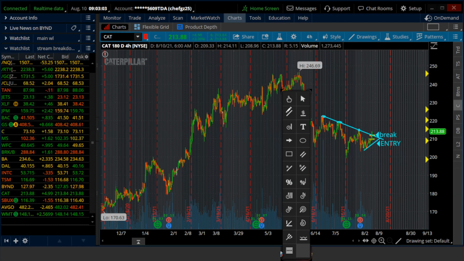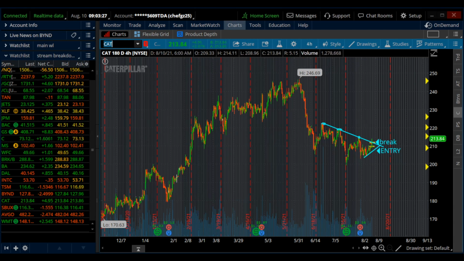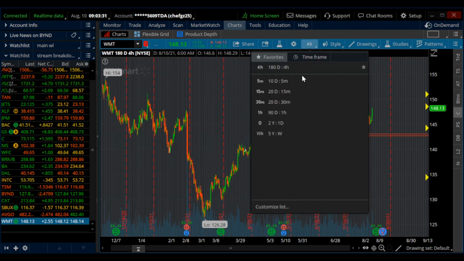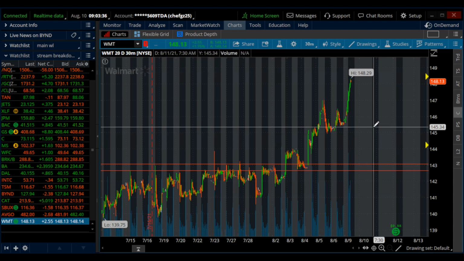Wanted to come and make another video for you guys to help you understand what a staircase pattern is and how to look for it and how to trade it. Okay, so a staircase pattern is basically you just want to think about a staircase. You have your leg up, you have your pullback, you have your leg up, you have your pullback, things like that. Now I'm going to just show you real quick what it looks like on the smaller time frame and kind of explain some of these things that do potentially happen in a staircase pattern.